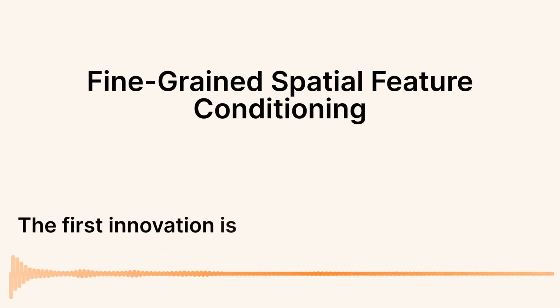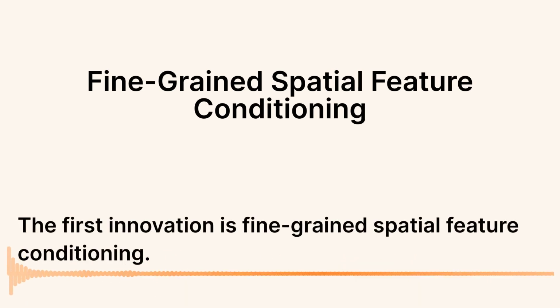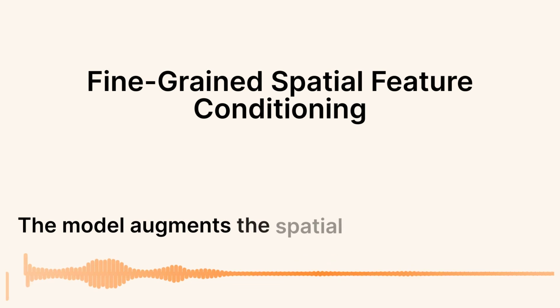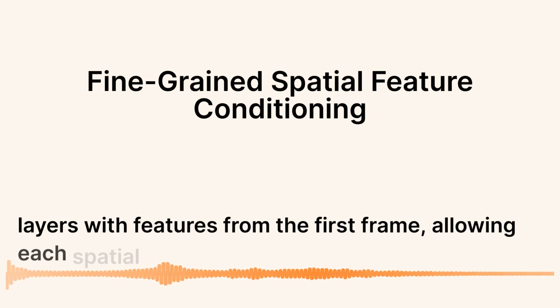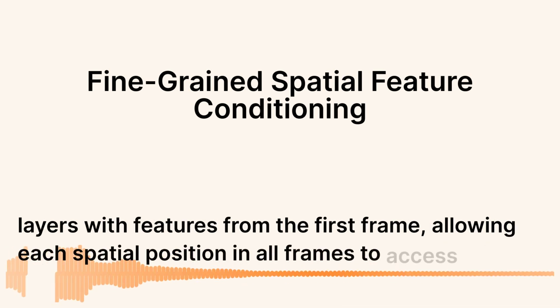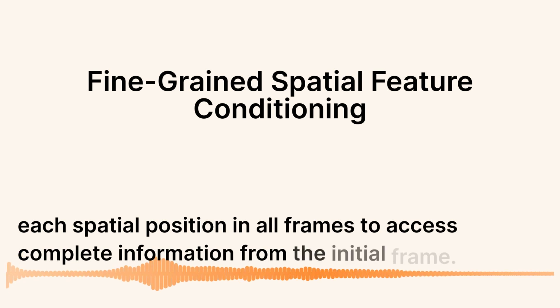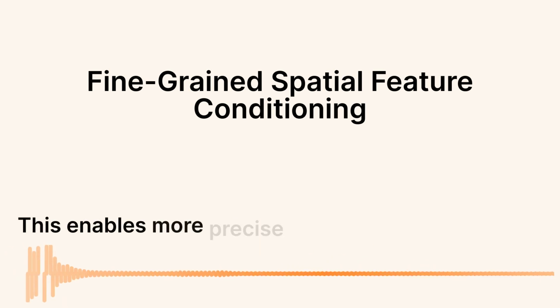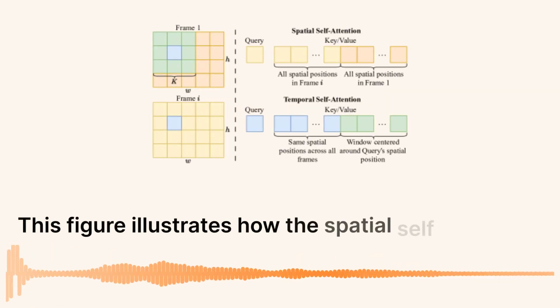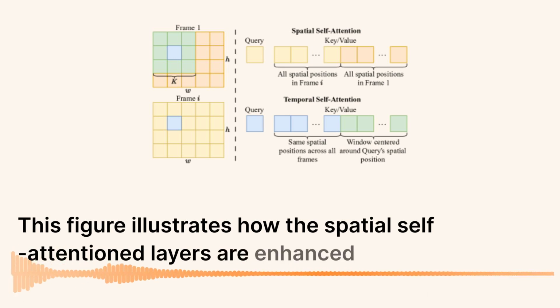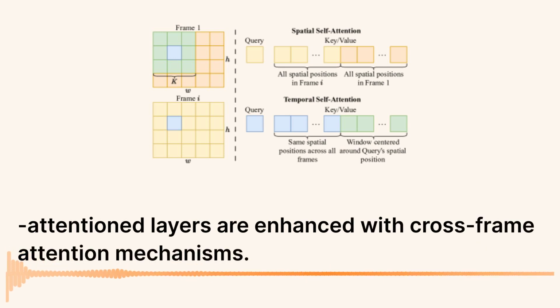The first innovation is fine-grained spatial feature conditioning. The model augments the spatial self-attention layers with features from the first frame, allowing each spatial position in all frames to access complete information from the initial frame. This enables more precise and detailed conditioning. This figure illustrates how the spatial self-attention layers are enhanced with cross-frame attention mechanisms.